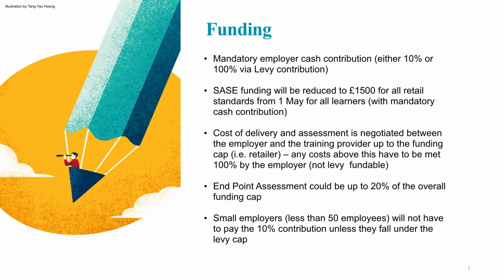If it's a small employer, so for example they have less than 50 employees, they won't have to pay the 10% contribution, so their apprenticeships will be fully funded for 16 to 18 apprentices only if they don't fall under the levy cap. If that employer does pay a levy, then they won't get the 10% contribution.